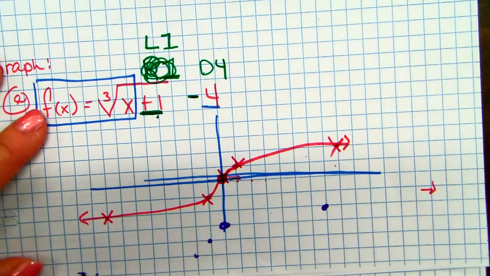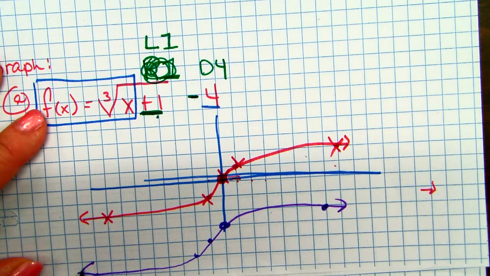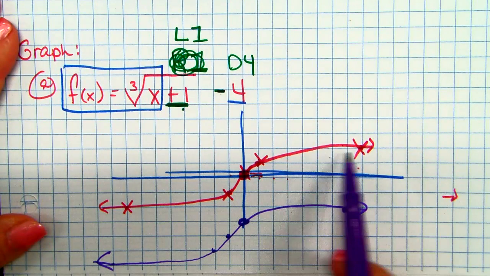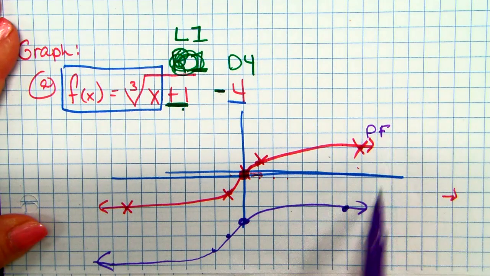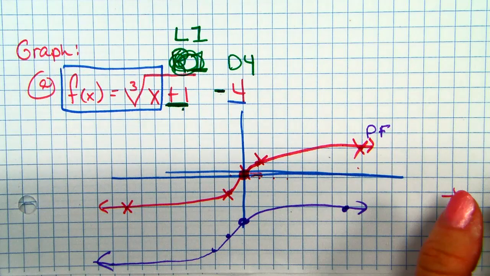It's going to make the same shape, right? It's just moved it. So red was my parent function, and then the purple is my final graph. See why I don't want you to connect them? So I'll do the next one right, correct.